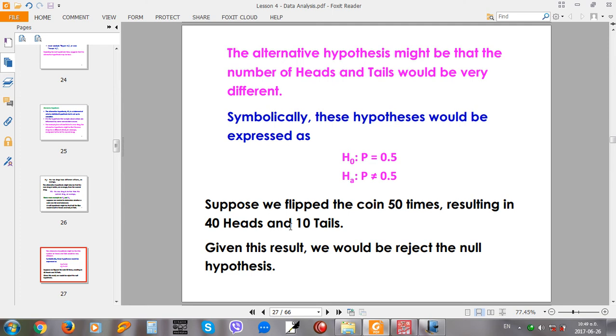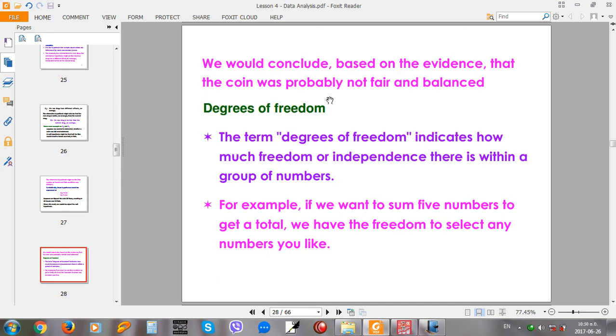Given the results, we would reject the null hypothesis, right? If after completing our test the results come out this way, then the null hypothesis is not correct, so we have to reject it in favor of the alternative hypothesis. If we reject the null hypothesis, we are left with the alternative hypothesis, and we can accept that as true. We would conclude, based on the evidence, that the coin was probably not fair and balanced.